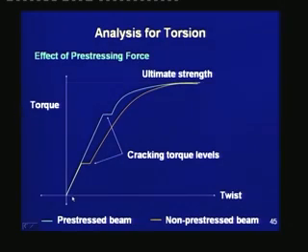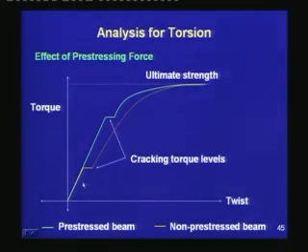If we study the behavior of beams under pure torsion, we will be able to plot the torque versus the twist curve for this beam. And if we compare the torque versus twist curves for a rectangular section with that of a prestressed section, then we will be able to understand the effect of prestressing in the behavior of the 2 beams. Now, in this figure, we are comparing 2 beams with equal ultimate strength.